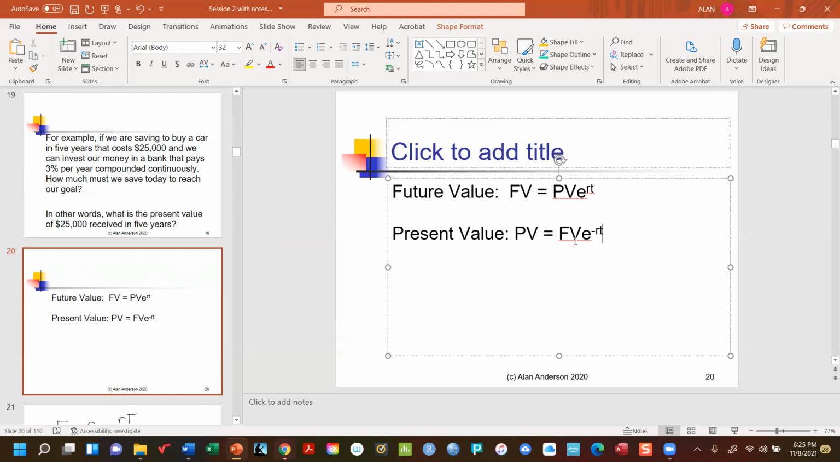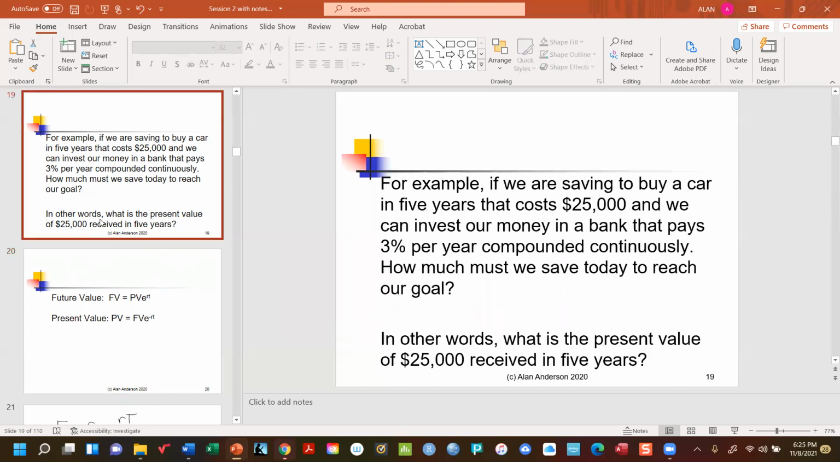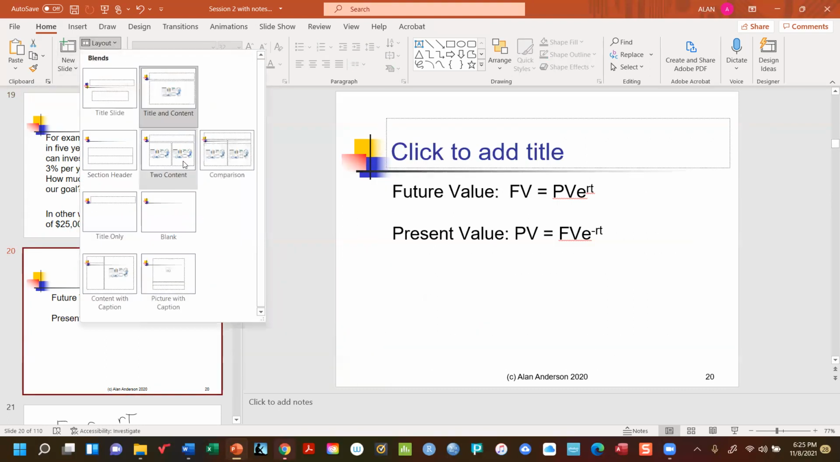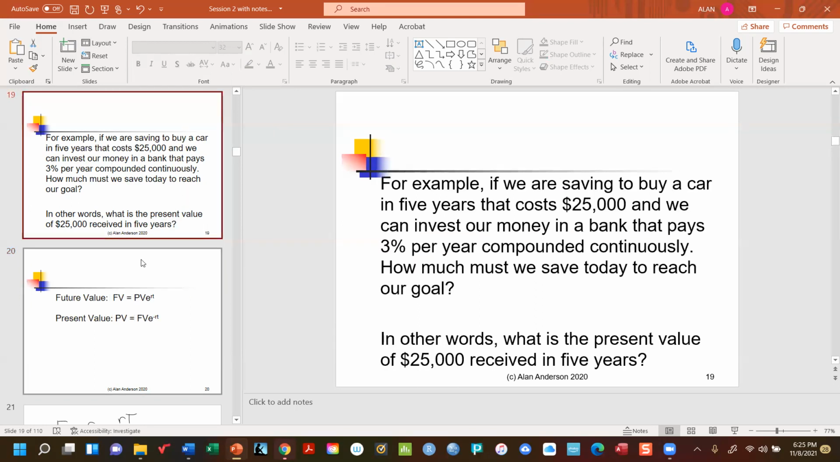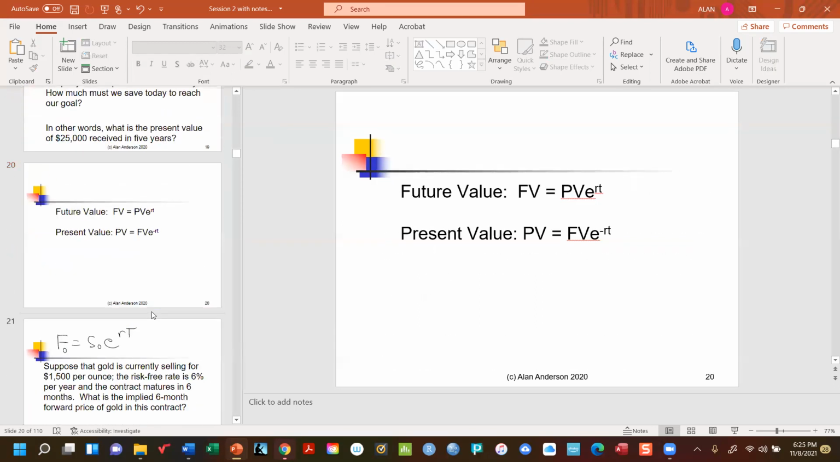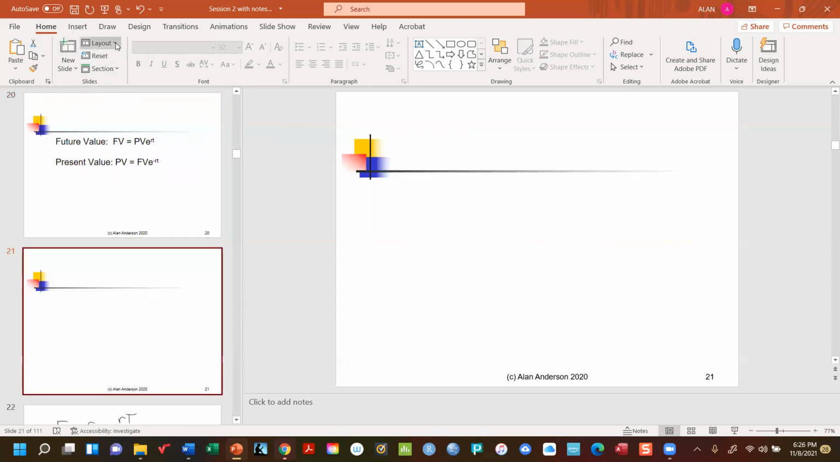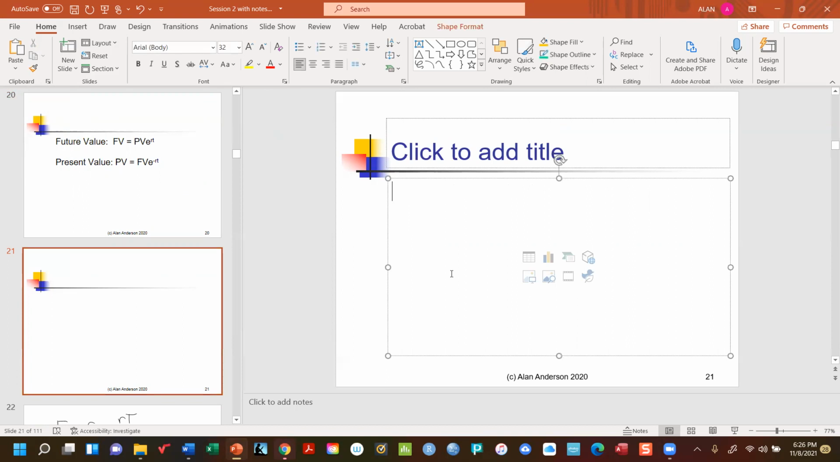And in fact, as it turns out, we'll be seeing this formula probably more often in derivatives pricing models than this one. So in our example, what we can do is say, all right, well, if we want to save 25,000 and we need to have it in 5 years. So remember, in our case, the future value is 25,000. The rate is 3%. The time is 5 years. So we'll use this formula.